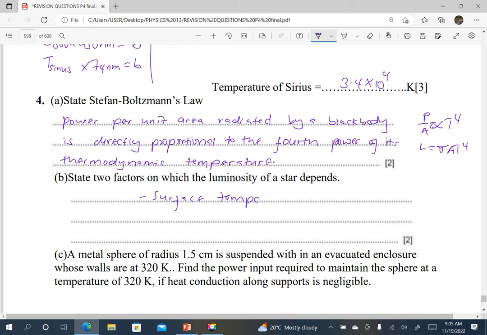the surface temperature, that is T power 4. It also depends on the size of the star. When I say size of the star, I am referring to either the radius, because the radius will determine the size, or the diameter of the star. Those are the factors on which luminosity depends.